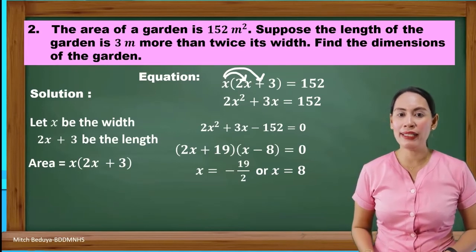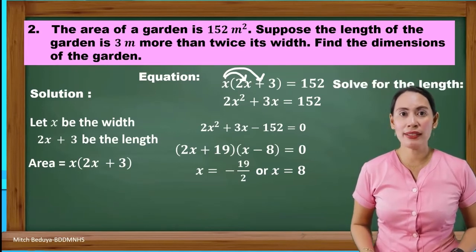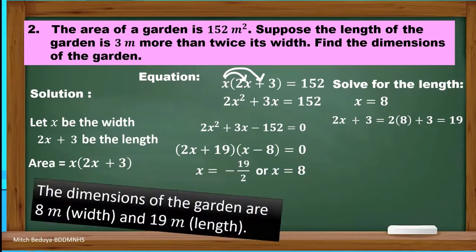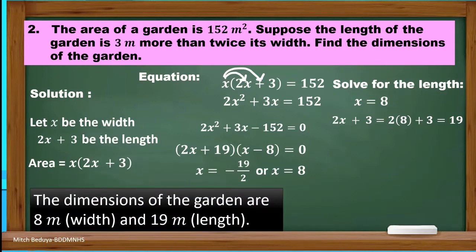Let's solve for the length. Since the width cannot be negative, we will only take positive 8 as the value of x. So we have 2x plus 3 equals 2 times 8 plus 3 equals 19. So the dimensions of the garden are 8 meters, that is the width, and 19 meters, the length.